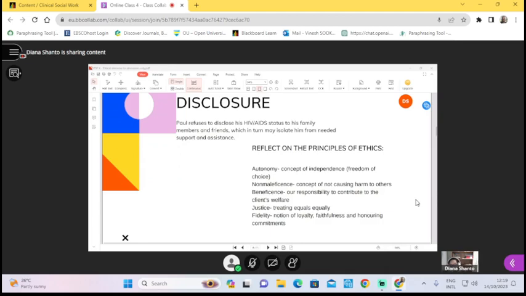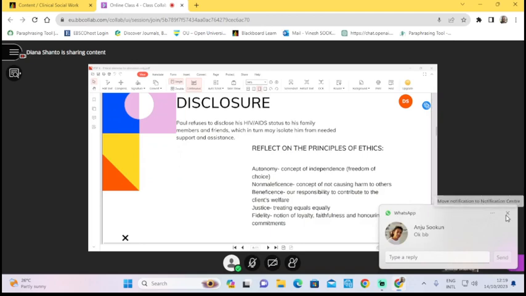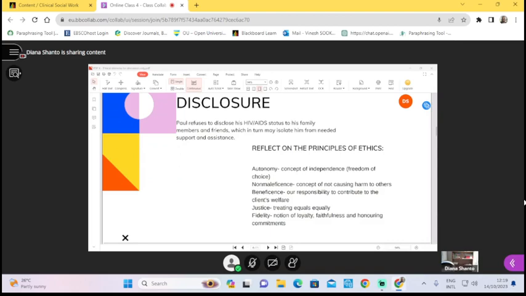We don't want to cause him any harm, because by not disclosing, he has no support from friends and family. We want what's best for him. C'est aussi bénéficieux. We want what's best for him. What's best for him is to have support in times of difficulty. C'est-à-dire, we respect his autonomy, but we want what's best for him to have support and autonomy.